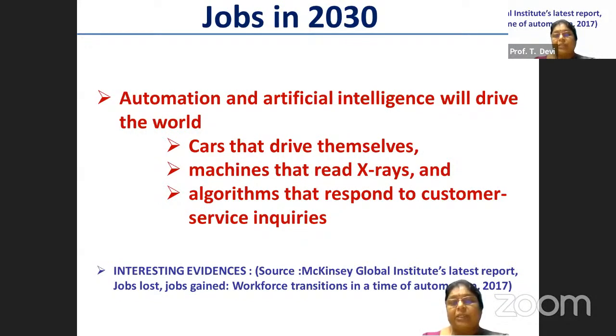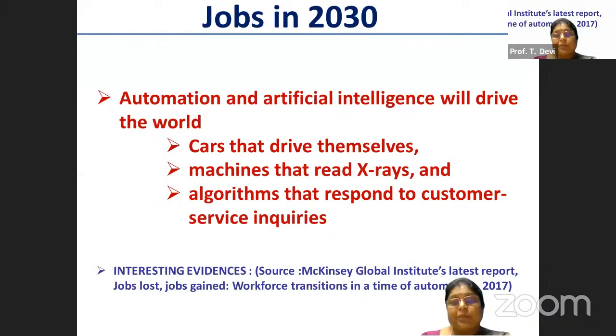So they said automation and artificial intelligence will drive the world in 2030. Cars will drive themselves. So I'll call an Ola or Uber. A car will come in front of my house. There won't be any driver. I'll just sit inside the car. I'll use my voice or I'll type on my mobile the destination. The car will start driving itself. That is going to be the future. Machines that will read X-rays. So doctors' intelligence and knowledge will be captured and machine learning algorithms will convert them. So the machines will read the X-rays of the patient and help the doctor in making the decision.